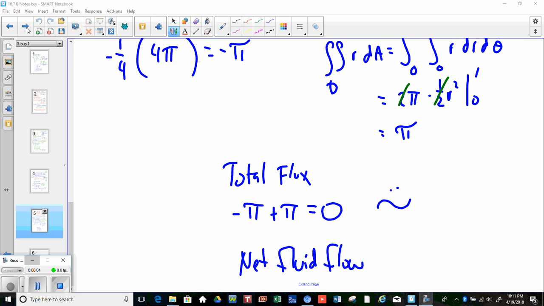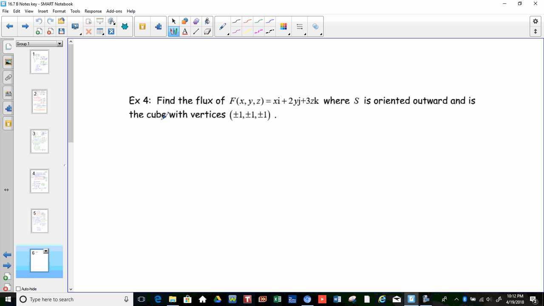Excuse me, third and final video is going to be our last problem, problem 4. Right, so you find the flux of F of x, y, z, where that function is xi plus 2yj plus 3zk, where S is oriented outward, and the cube with vertices positive and negative 1, positive, negative 1, positive, negative 1.